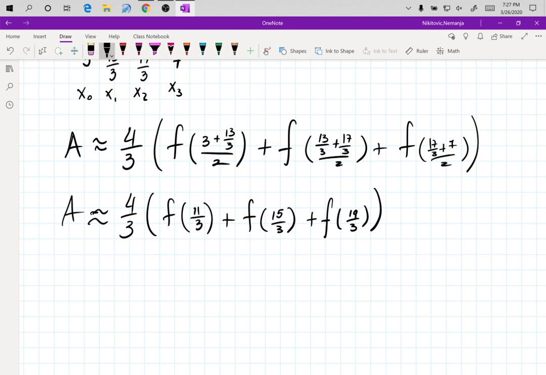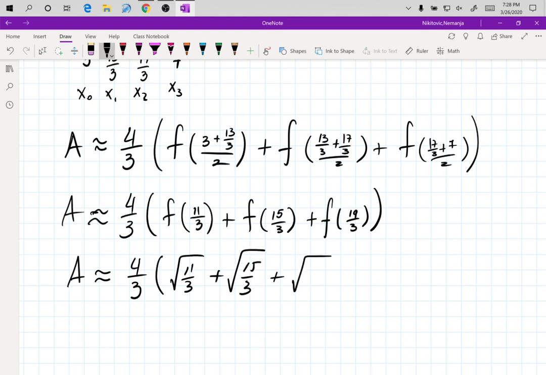Okay. So what do we do from here? Well, now you just plug all of the values in. Our function was square root, right? So square root of 11 over 3 plus square root of 15 over 3 plus square root of 19 over 3, and that is going to give us some decimal.